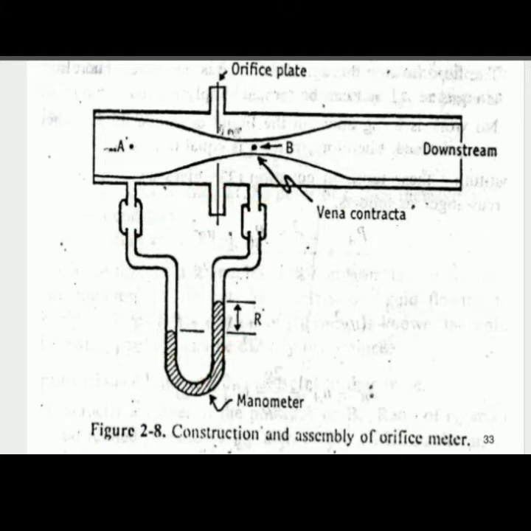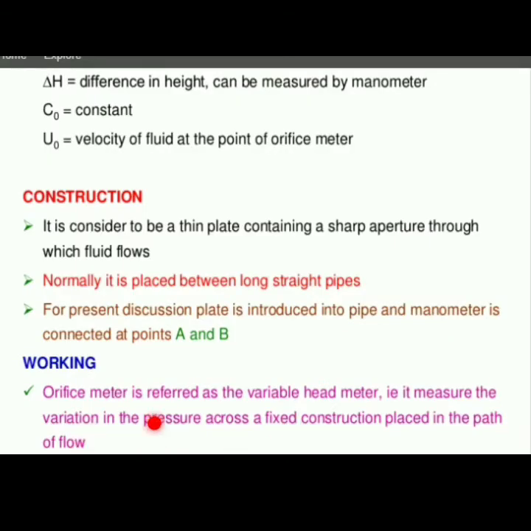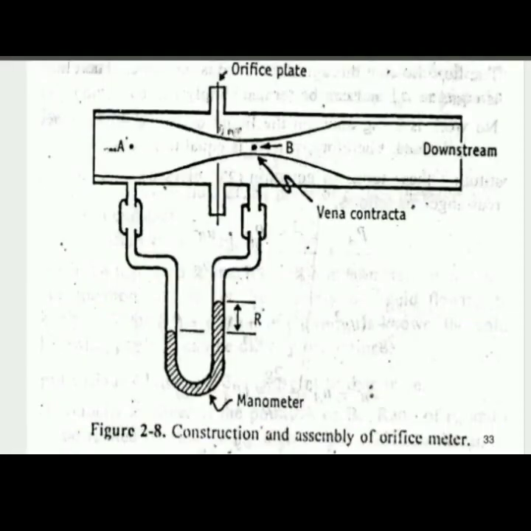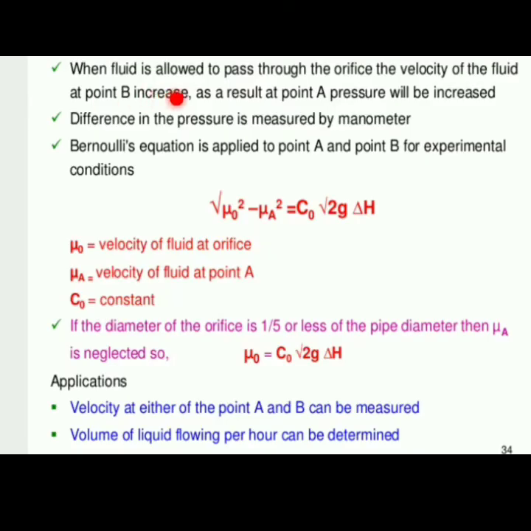Then what is the working of this? First of all, the orifice meter is referred to as a variable head meter, that is, it measures the variation in the pressure across a fixed constriction placed in the path of flow. When fluid is allowed to pass through the orifice, the velocity of the fluid at point B increases. As a result, the pressure at point A will be increased.